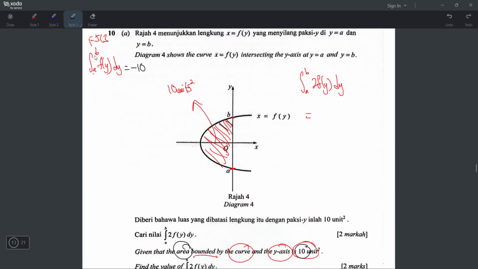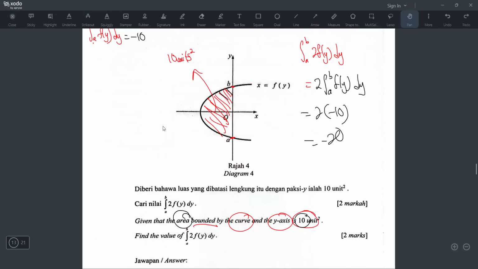Okay. But when you write it in this form, integrate a to b of f(y) dy, you should get negative 10. So how do you get this? Okay, the 2 times f(y), the 2 you can actually put it here, because you learned in the properties of definite integrals that if there's a number multiplied, you can write it in front. So 2 times integrate a to b of f(y) dy, and we know what integrate a to b of f(y) dy is. It's written here, negative 10. So 2 times negative 10 is negative 20. Okay, so that's the answer.